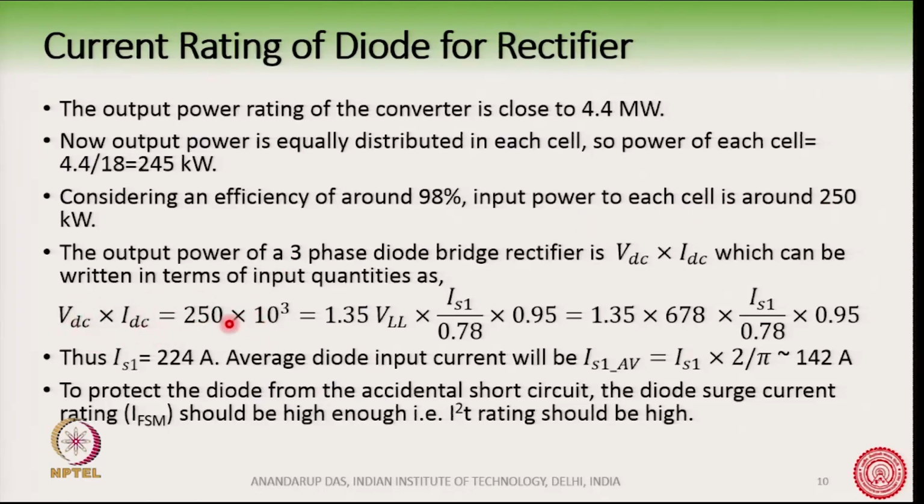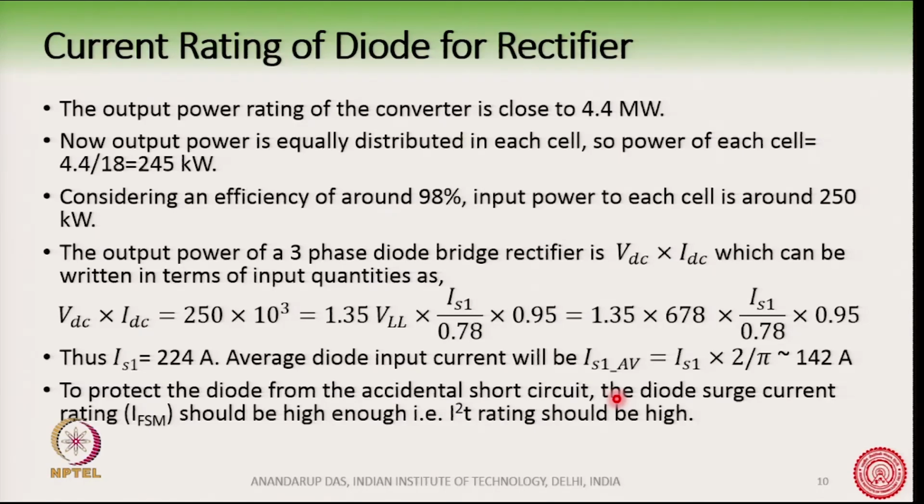This is the input power of each cell: VDC into IDC is 250 into 10 to the power 3, which is again equal to 1.35 VLL into IS1 by 0.78 into 0.95. How do we get this one? Again we get this factor from the analysis of 3 phase rectifiers. The fundamental source current is 0.78 times the DC current.